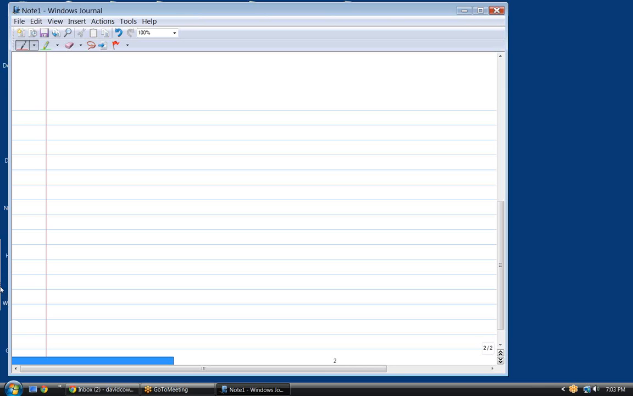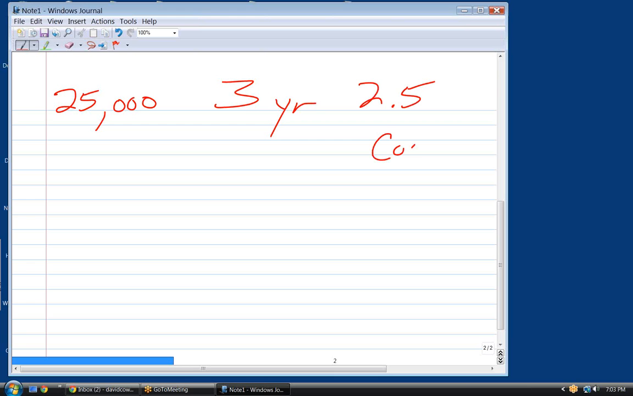Compounding interest and exponentials. Okay. You have some problems that you can verbalize? You invest $25,000 in a 3-year, 2.5% CD that is compounded continuously. How much money do you have when your investment matures?